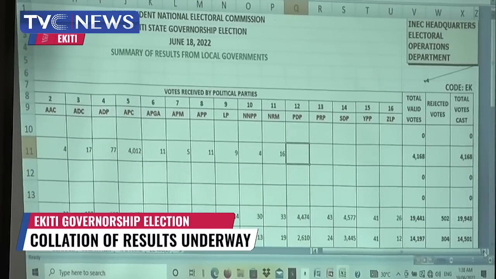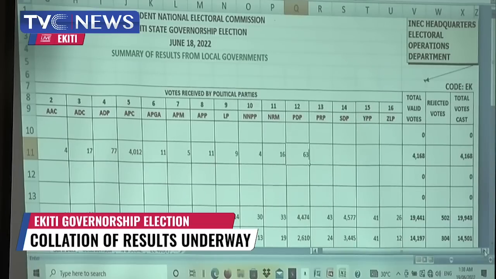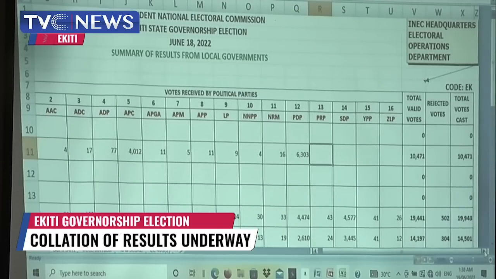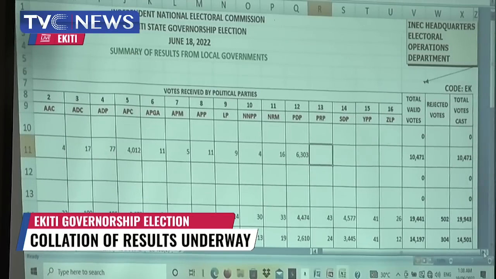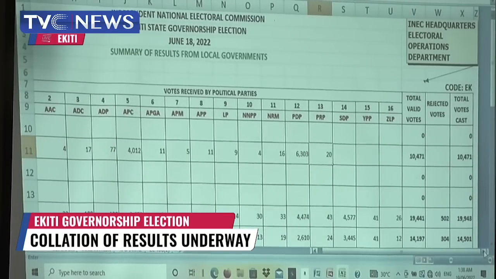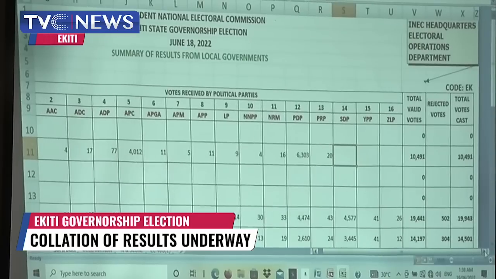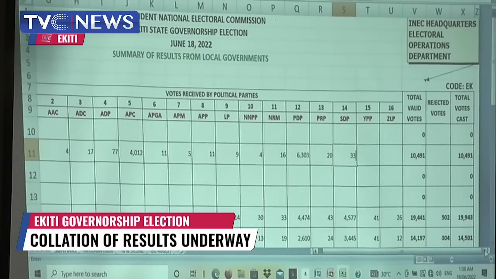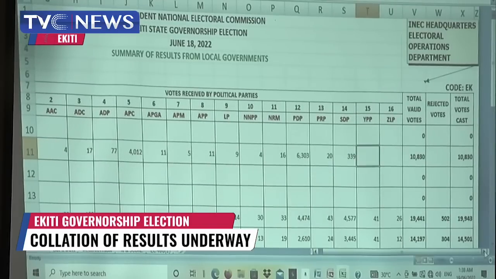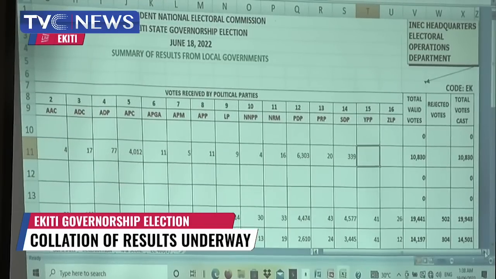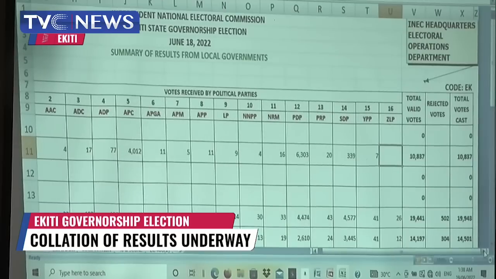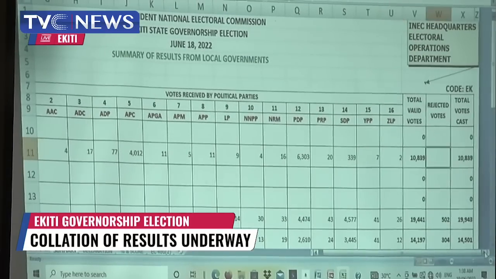PDP 6303. PRP 20. SDP 339. YPP 07. ZLP 02.